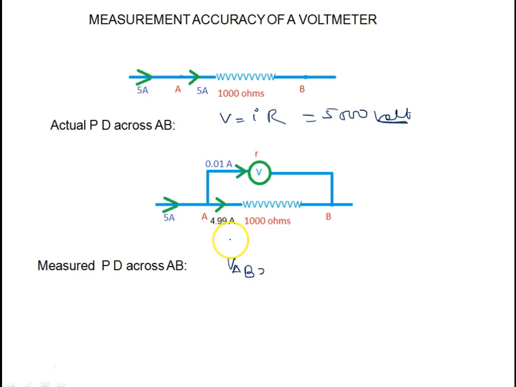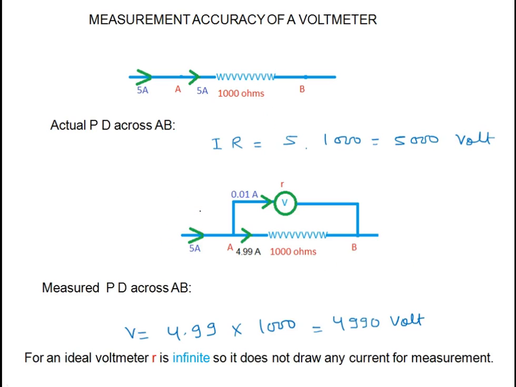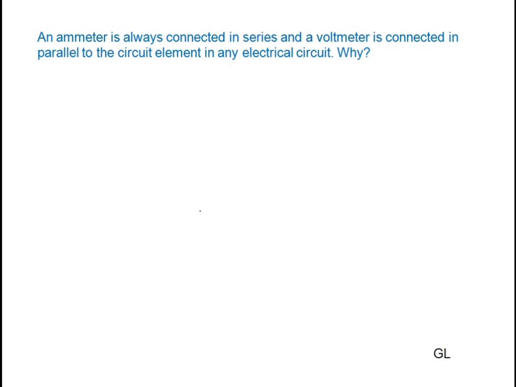I will say IR, what is the current through 1000 ohm? 4.99. Then IR, R is 1000. You will say definitely the measured potential difference is less than the actual potential difference. Like this. Okay. Now one more question is there. All of you just read this question and try to solve it yourself.